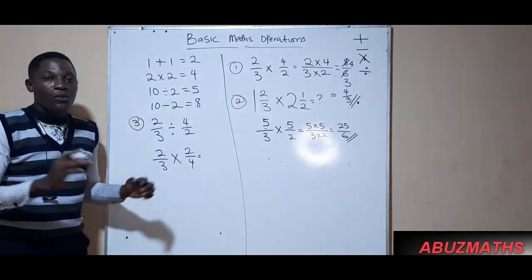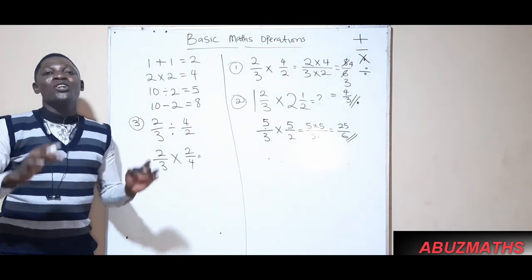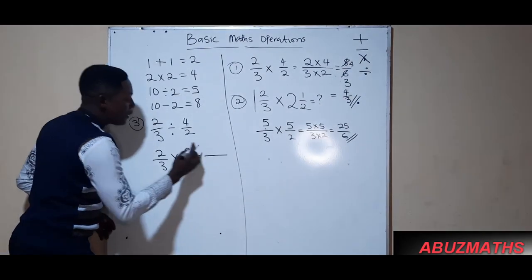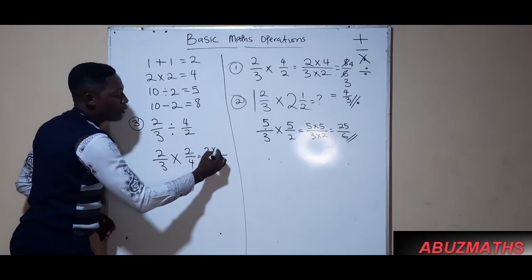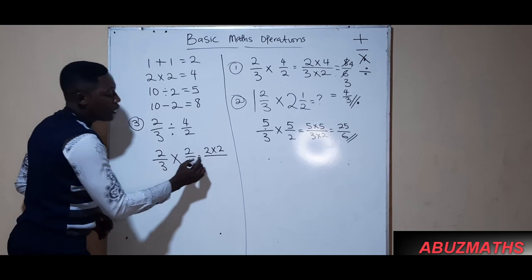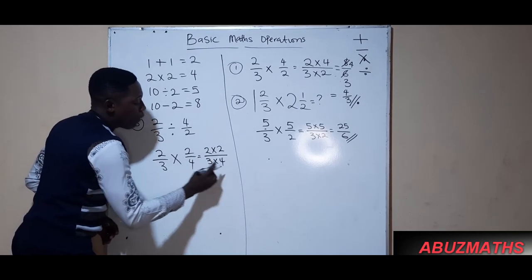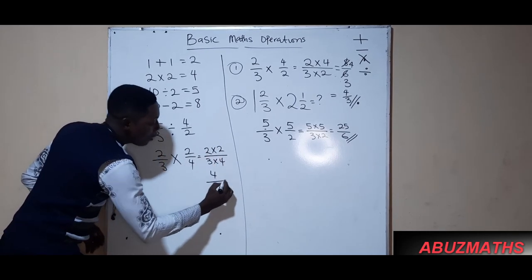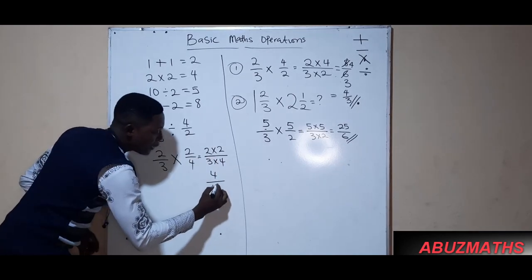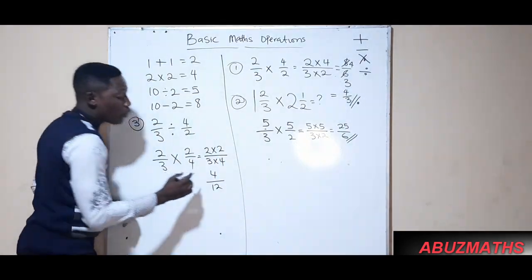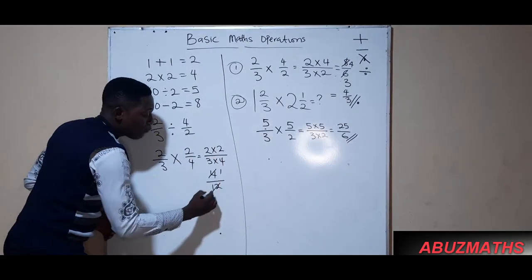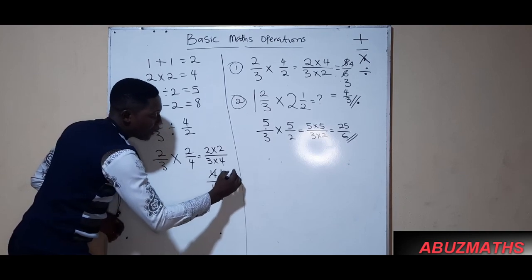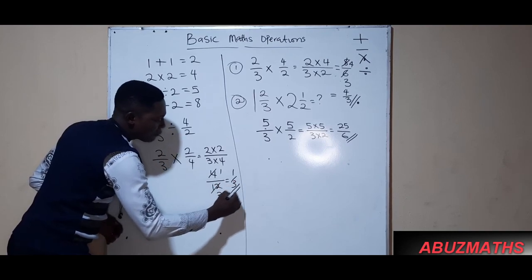Now from here, you can do your basic multiplication method again. So I multiply my numerators 2 times 2. I multiply my denominators 3 times 4. 2 times 2 will give me 4, and 3 times 4 will give me 12. And now there's a common factor of 4. So 4 into 4, 1. 4 into 12 is 3. And that makes your answer 1 over 3.